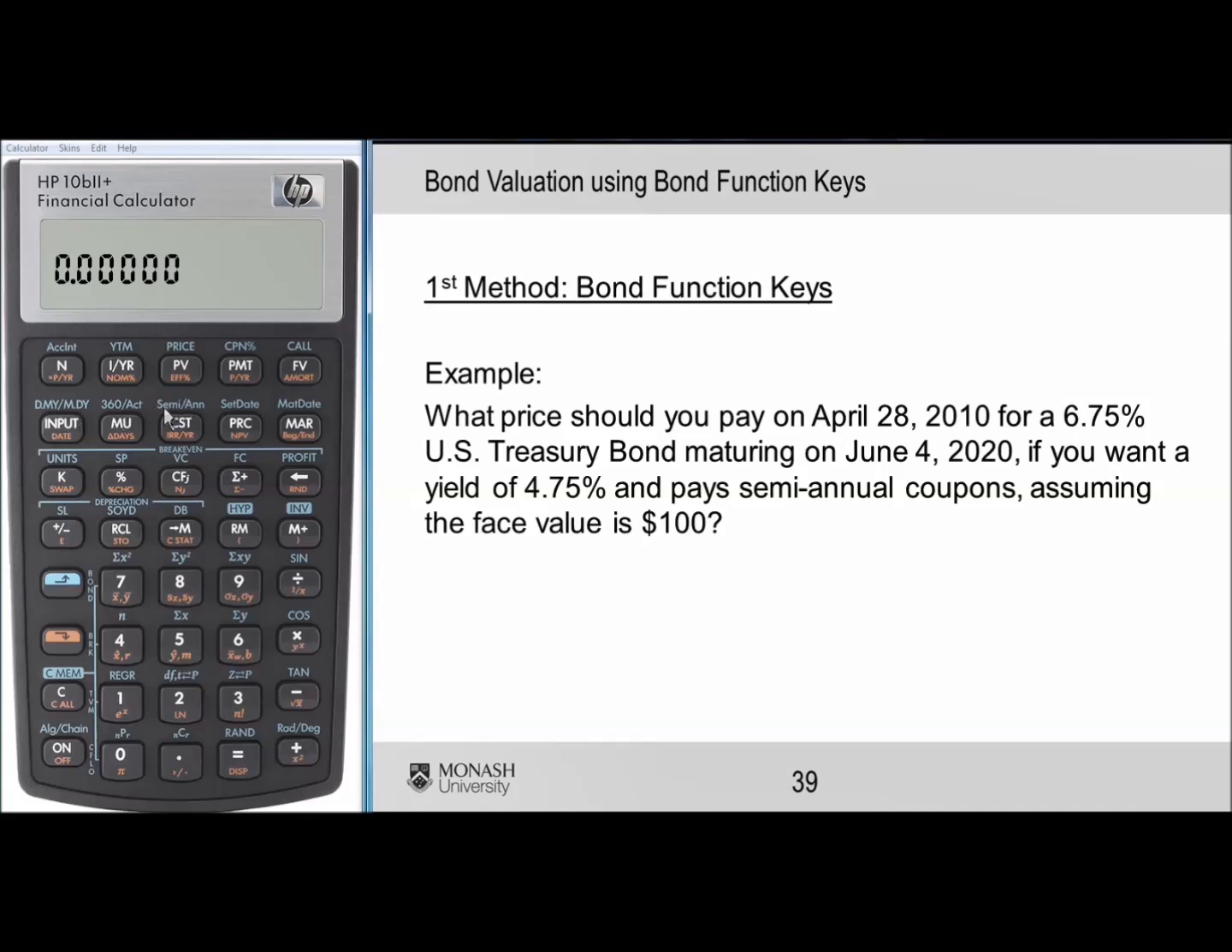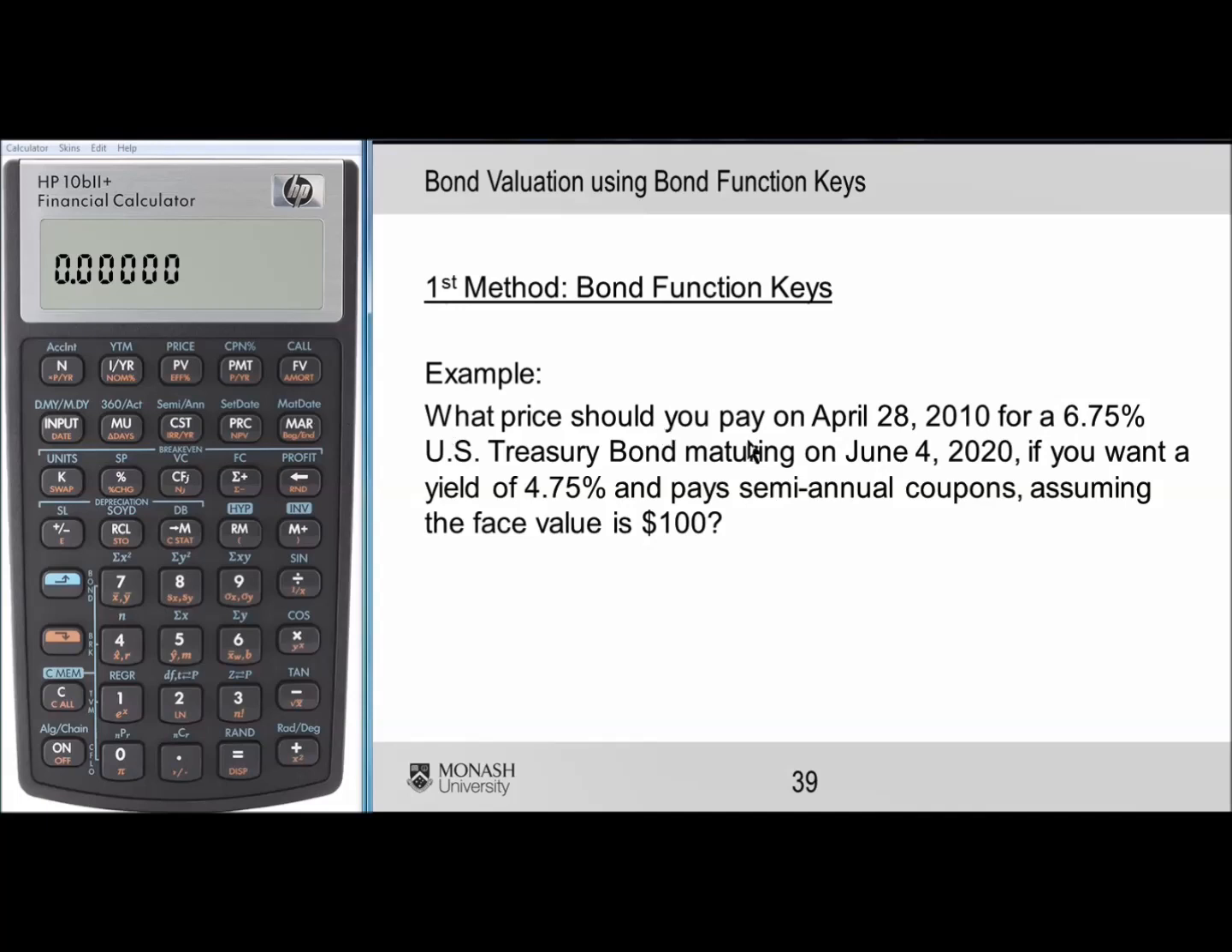Then semi/annual is the coupon frequency, which refers to whether it is a semi-annual coupon paying bond or annual coupon paying bond. Bond with annual coupon payment is the default mode. Set date is the starting date or settlement date when the bond is purchased. Mat date is the maturity date of the bond.